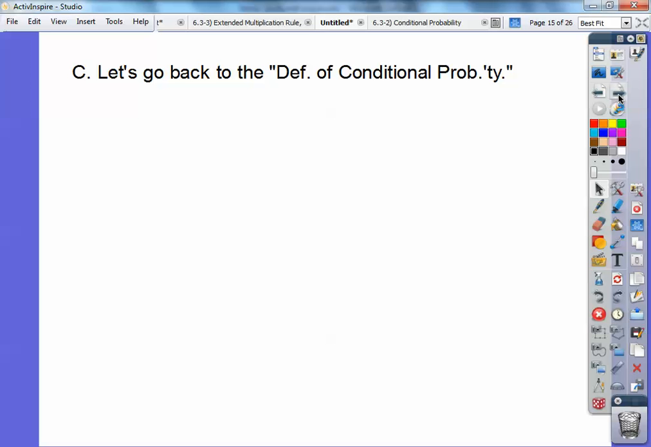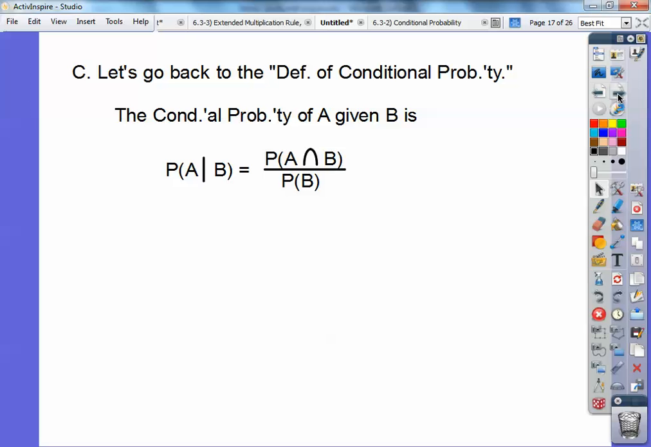Okay? All right, and then let's go back to the definition of conditional probability. Sorry about my shorthand right there. This is Bayes' rule. So when you see Bayes' rule in the title, this is the formula. The conditional probability of A given B is this formula, you guys. And this says the probability that A happens given that we know B happens. So we find the intersection of the two and we divide it by the probability of B.